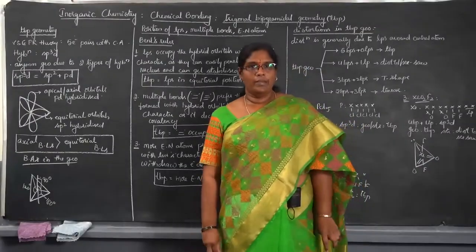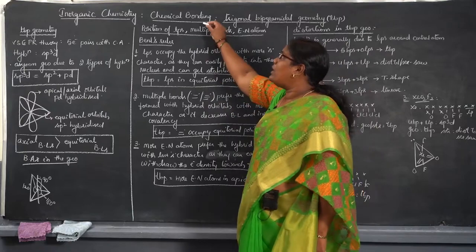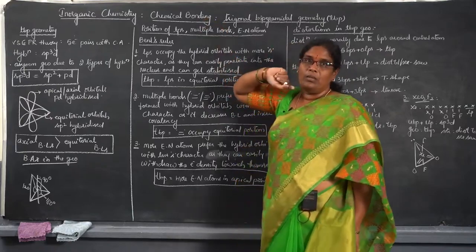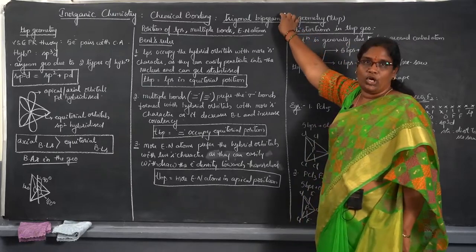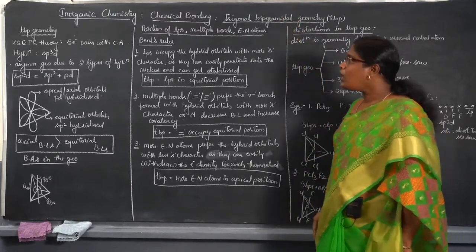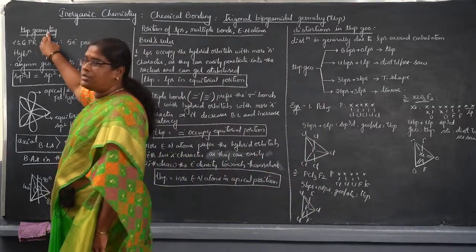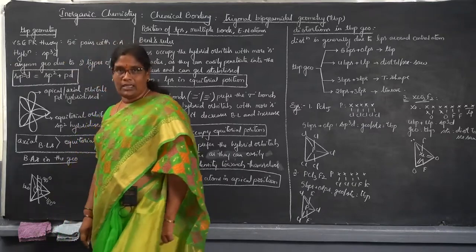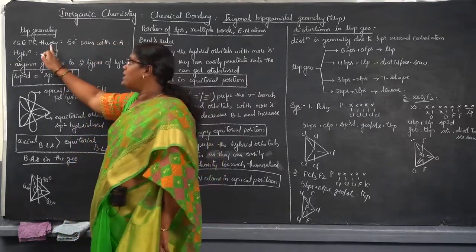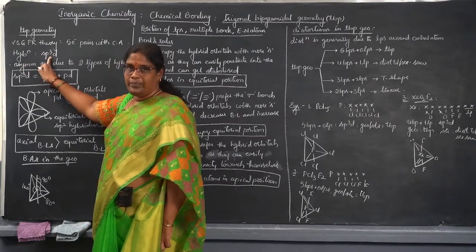Hello everybody. Today we are going to take chemical bonding. I am taking the topic chemical bonding, in which I am going to discuss the trigonal bipyramidal geometry. This trigonal bipyramidal geometry is observed when the central atom has 5 electron pairs with it, according to VSEPR theory, and the hybridization must be sp3d.